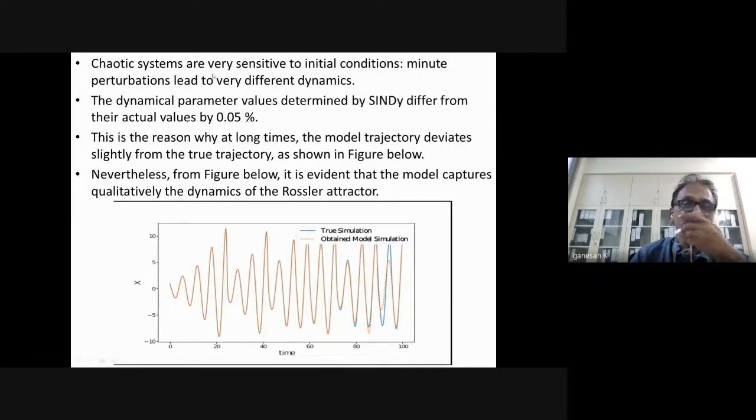I'm not going into that part of it, but the idea is that using the SINDy algorithm, it is possible to find numerically, using a neural network, the underlying equation of motion that governs your nonlinear system.